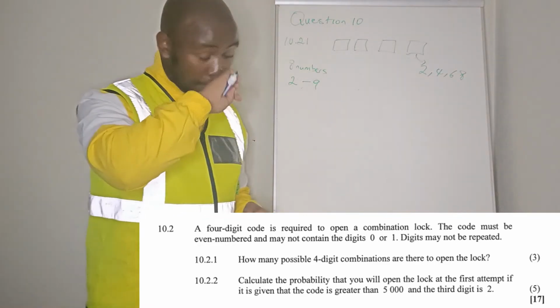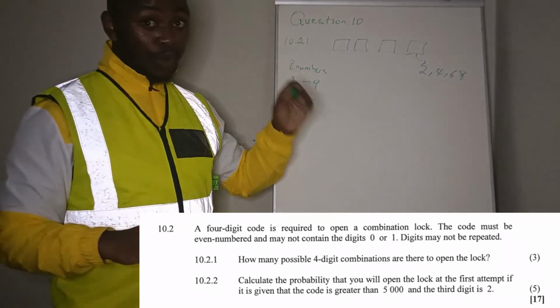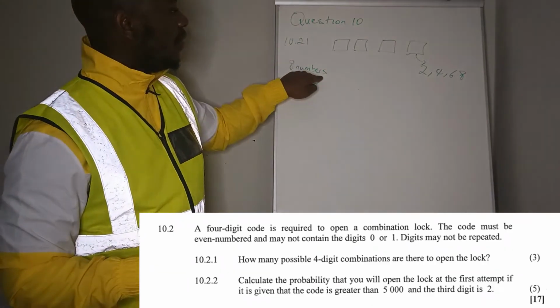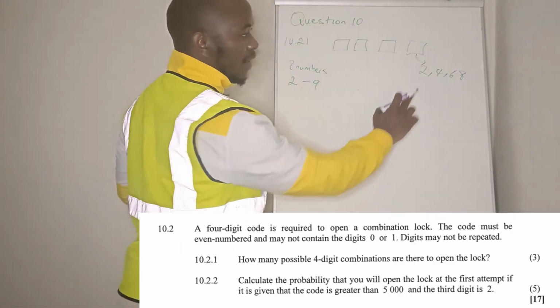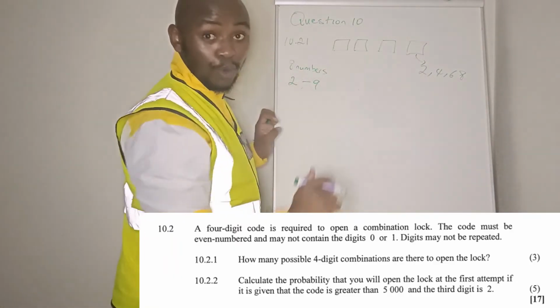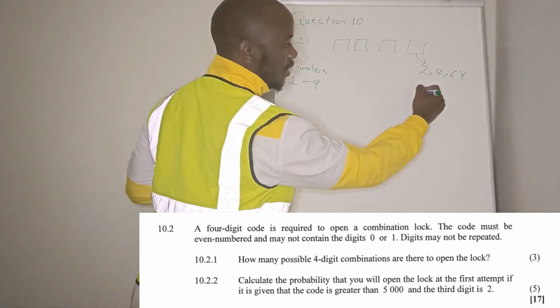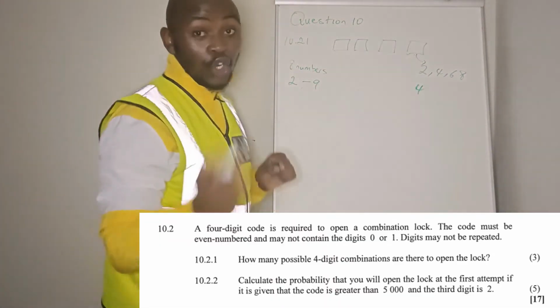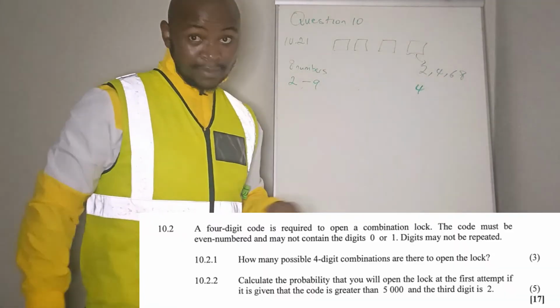The very first requirement is that it must not contain 0 or 1. Hence why we have 8 numbers that are available. So if we look here, we can only choose from 4 numbers there. So for this one, we can only select from 4 numbers. We know that. It can either be 2, 4, or 6, or 8.